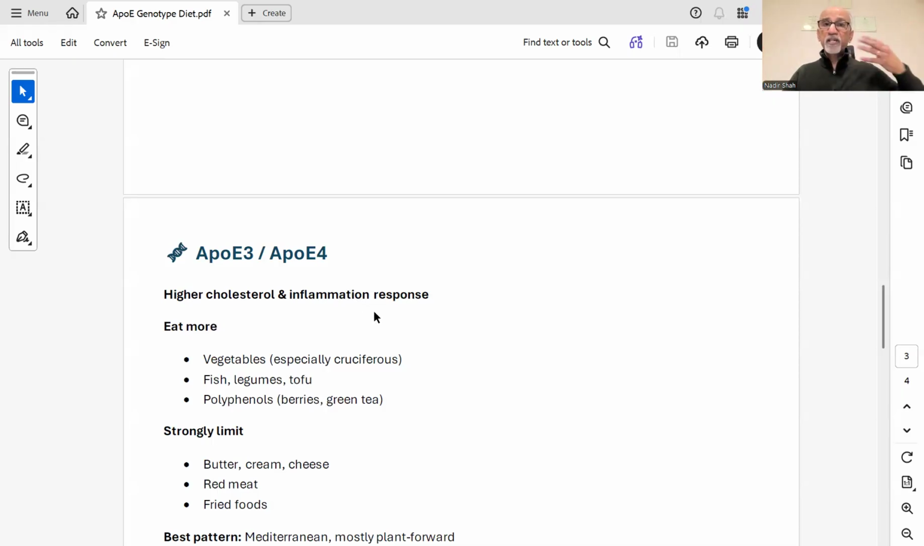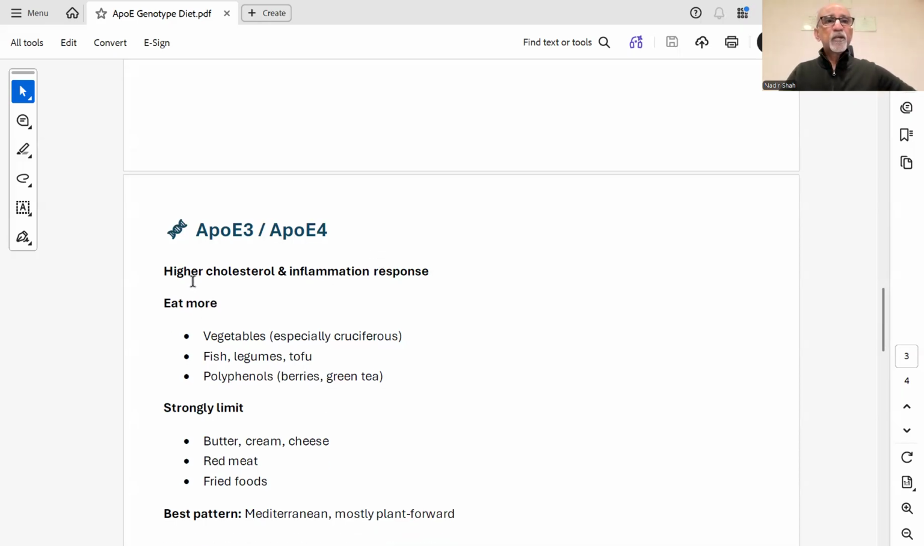So these are the observations I have seen in my lipids based on these genotypes, and that's why I'm sharing them with you. So, high cholesterol and inflammation response. The 4 folks are also prone to CVD, cardiovascular disease, because the inflammation response is very, very high in them.